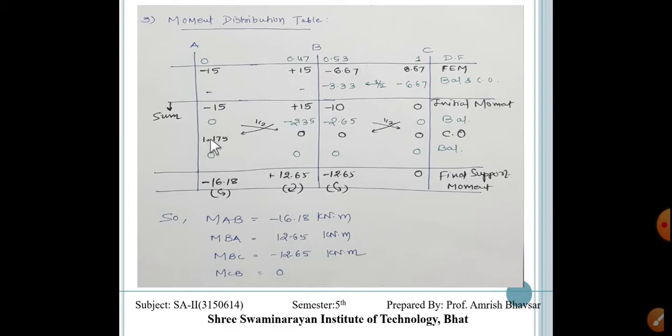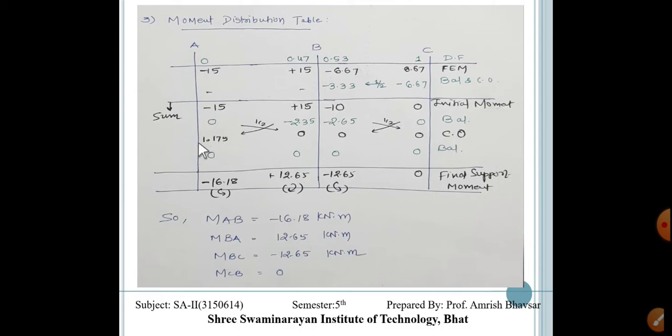So here this 2 is fixed, because here A is fixed and B is continuous. Here half of this is 0 and here half of this is minus 1.175. Here a minor mistake: it is minus because the moment is minus. And here it is 0 and here also 0. Now the carryover is done.